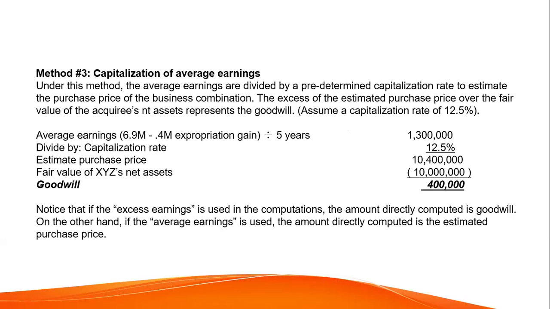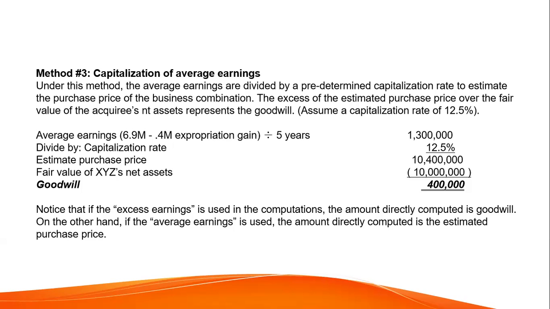Now, in method number 3, we have the capitalization of average earnings. Under this method, the average earnings are divided by a predetermined capitalization rate to estimate the purchase price of the business combination. The excess of the estimated purchase price over the fair value of the acquiree's net assets represents the goodwill. Assume a capitalization rate of 12.5%.